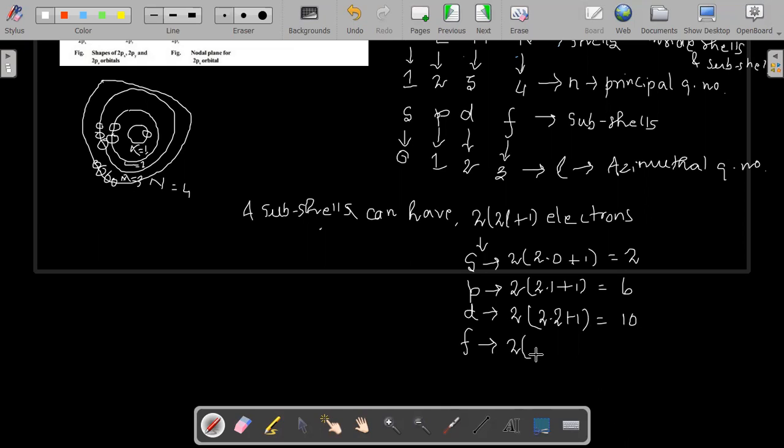So it is S, P, D, F. F has L equal to 3, so it is 2 into (2 into 3 plus 1), which is 2 into 7, which is 14. And so on: S, P, D, F, G, and so on. So you have to remember these numbers. That is also very important when you talk about shell structure.